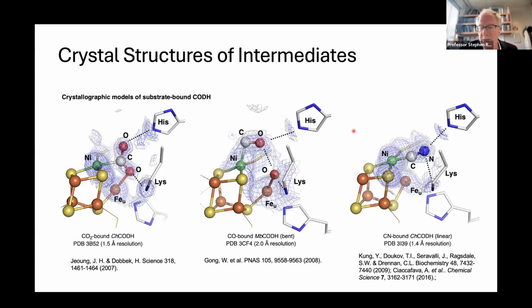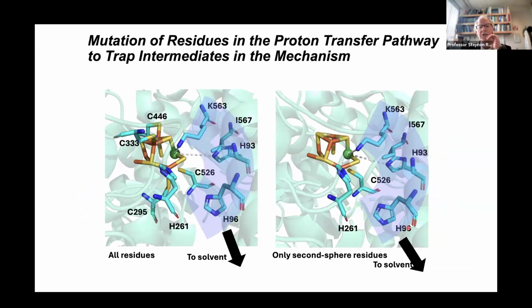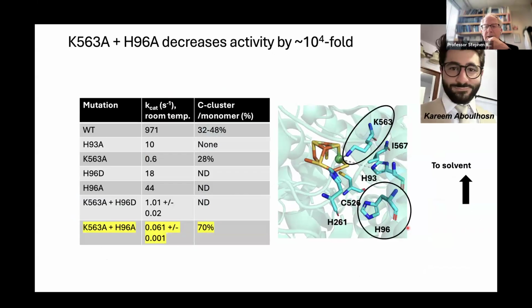There have been some intermediates shown before: the CO bound intermediate, the CO2 bound intermediates, as well as the inhibitor cyanide, which is competitive with CO. These have been characterized, but they were not done under strictly anaerobic conditions, and they were not done under conditions that would allow one to trap intermediates at catalytically relevant rates. The mutagenesis has been done by Kareem Abulson, who's been doing a lot of spectroscopy and crystallography to characterize this system.